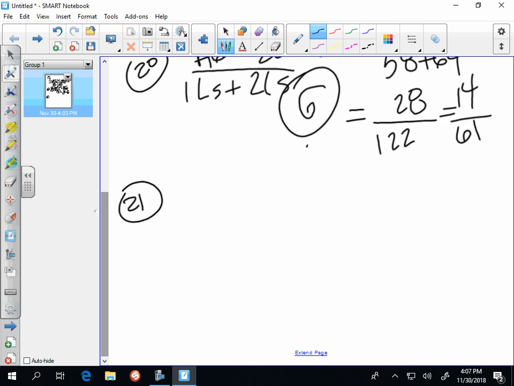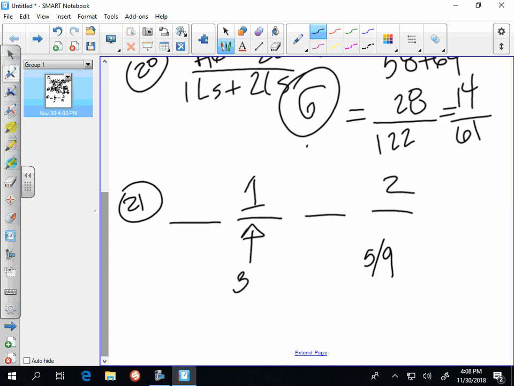Okay, 21. 21 says how many positive 4-digit integers. Okay, so I need 4 spaces for 4 digits, and have 3 as their hundreds digit. So I only have one choice for the hundreds digit. That's the number 3. I have one choice for that slot. And 5 or 9 in the ones digit. So this has to be a 5 or 9. So I have 2 choices for this spot.